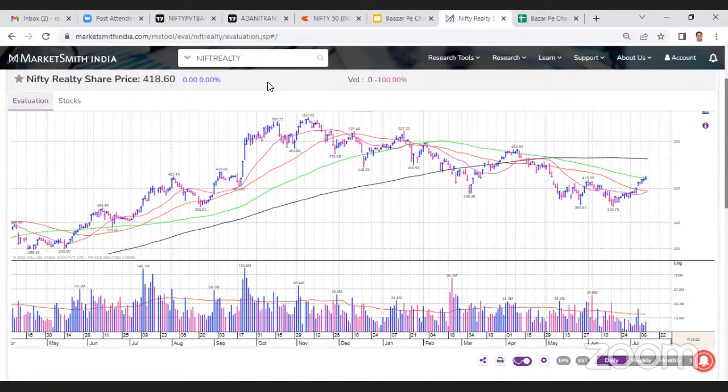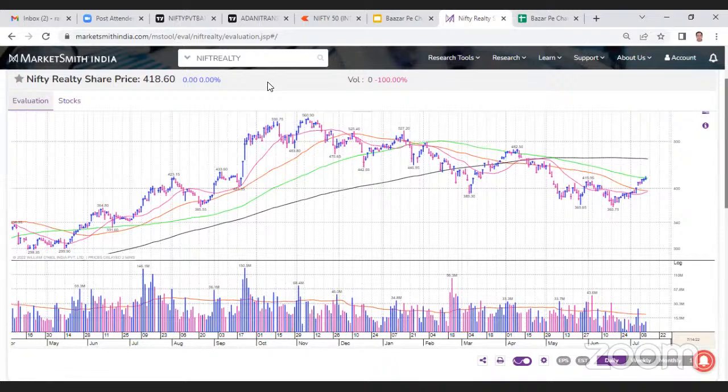Unless and until it trades above this particular 425-430 level, it will remain in the range of 370 to 425-430. And once it crosses that level, 425-430, I can say that it may gain further to 480-490. Meanwhile it is hovering around 415.